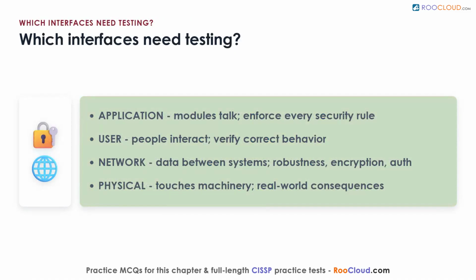Which interfaces actually need testing? 4 kinds. Application programming interfaces let code modules talk to each other and often reach the outside world, so you confirm they enforce every security rule. User interfaces let people interact with the software, so you verify they behave correctly. Network interfaces carry data between systems, so you test the connection's robustness, its encryption, its authentication, and its error handling. And physical interfaces, which touch machinery or the real world, demand extra care, because a failure there can have real consequences. Test every seam, not just the obvious ones.